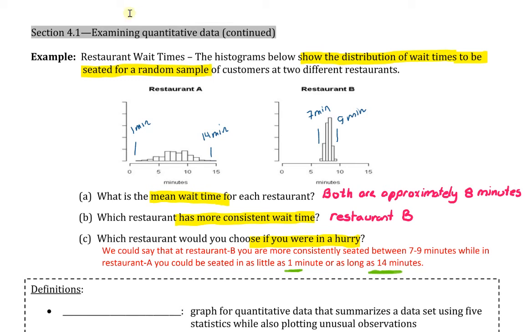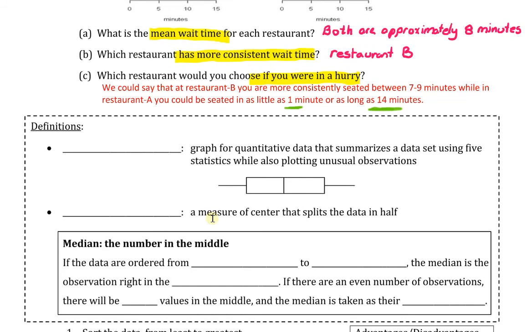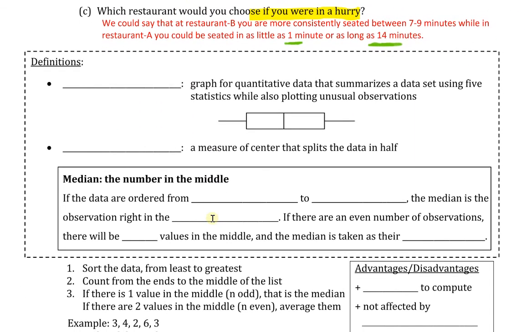Let's look at a couple more definitions. The first is going to be another graphic for describing quantitative data called a box plot. A box plot is a graph for quantitative data that summarizes the data using 5 statistics while also plotting unusual values. We will look at creating a box plot in another example, but for now I'd like to show you a visualization of what a box plot is.